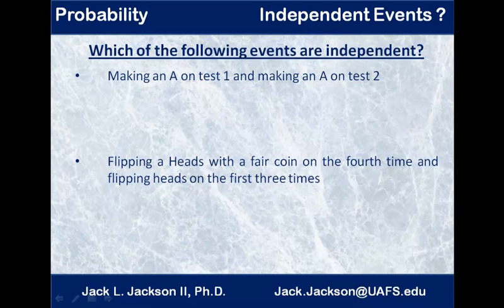Which of the following events are independent? Making an A on test 1 and making an A on test 2. And then flipping a heads with a fair coin on the fourth time if we flip a heads the first 3 times. Think this over and come back in a second. Press pause now.